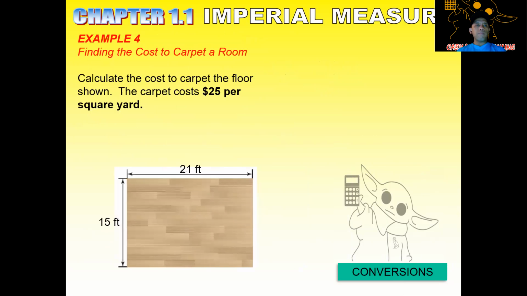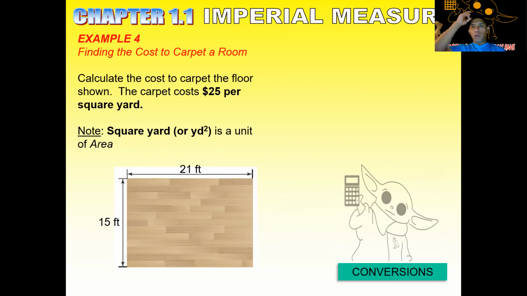And what we have here is this: calculate the cost to carpet the floor shown. The carpet costs $25 per square yard. Notice I made a note here just to explain to you that square yards is a unit of area. So we are going to use a formula for area somewhere in this question.